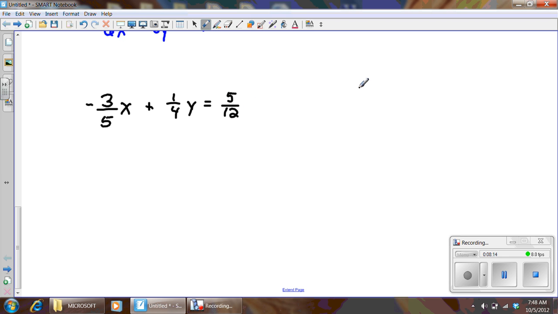So I'm going to start by writing 12, 24. 4 goes into 24, but 5 doesn't. 36, 48, 60. 60 is my least common multiple. I'm going to multiply all three fractions by 60/1.